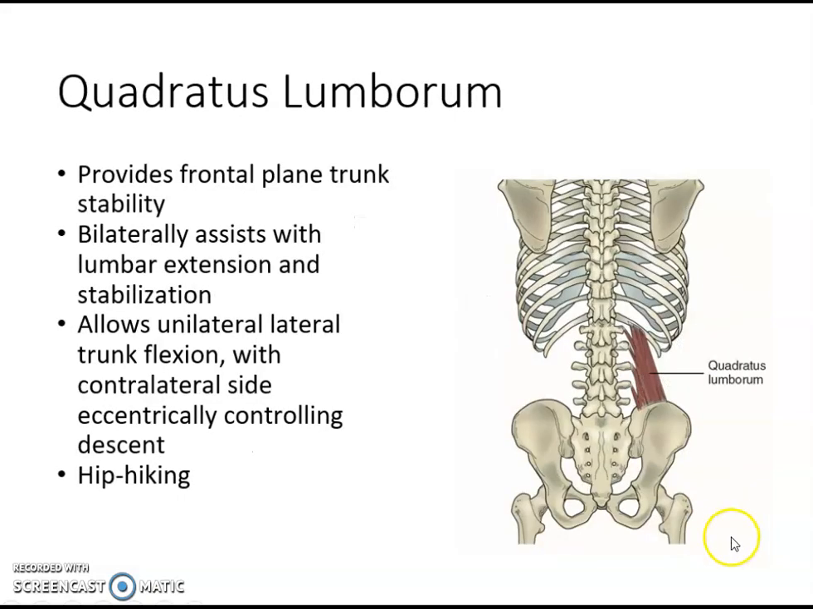Another important muscle attached to the spine is the quadratus lumborum, which we call the hip hiking muscle. So if you are standing and you lift your one side hip, then you are hiking the pelvis of the same side of where you are actually contracting the quadratus lumborum muscle.